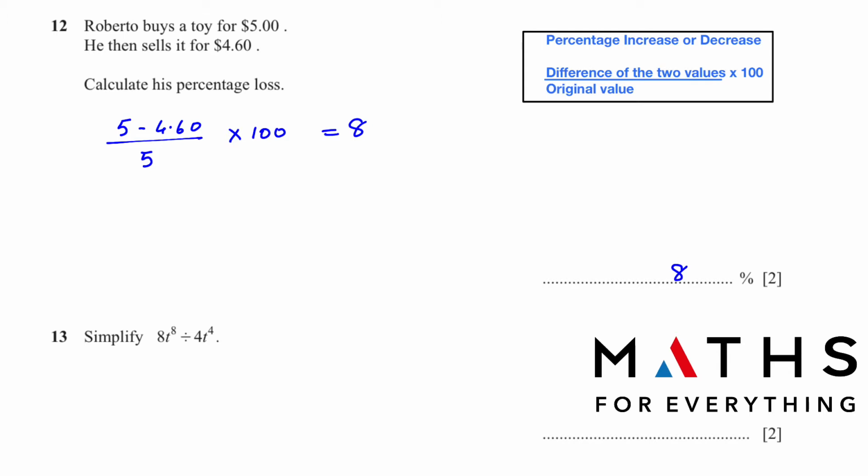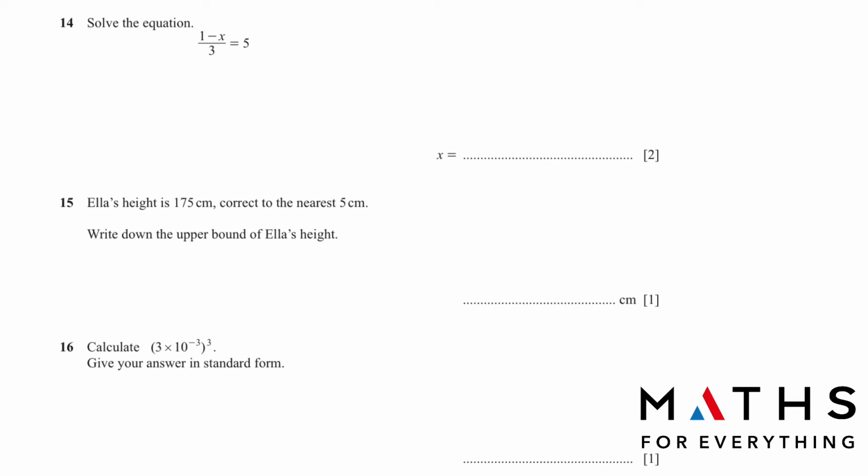Question number 13. Simplify. 8t to the power of 8 divided by 4t to the power of 4. So it's a divide question. First we divide the numbers using the calculator. 8 divided by 4 is 2. Then you can see the base is same. So we use the indices rule. If the base is same and there is a divide, we subtract the power. So 8 minus 4 will give us 4. That's our answer.